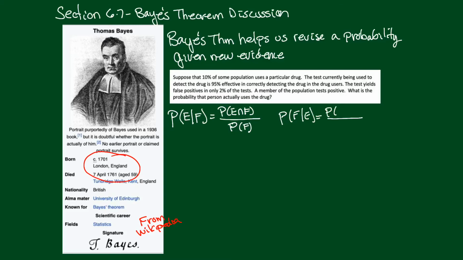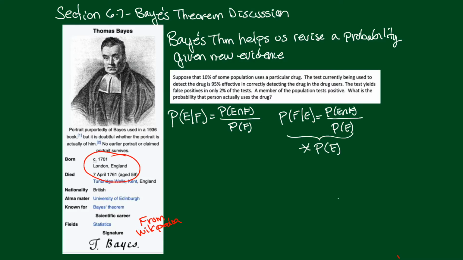It's going to be the probability of E intersect F. The order here doesn't matter. E intersect F, F intersect E doesn't matter. But now it's going to be divided by the probability of that last event, right? Probability of E. So those are two things that we know.